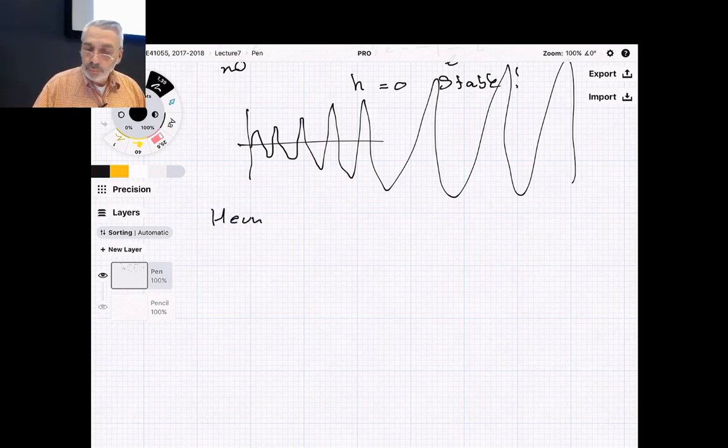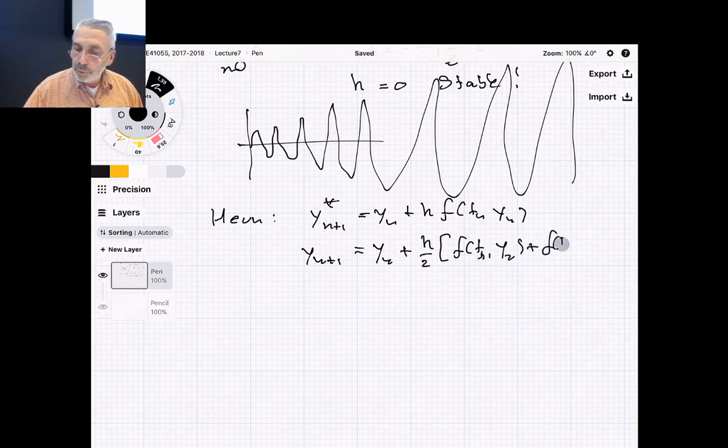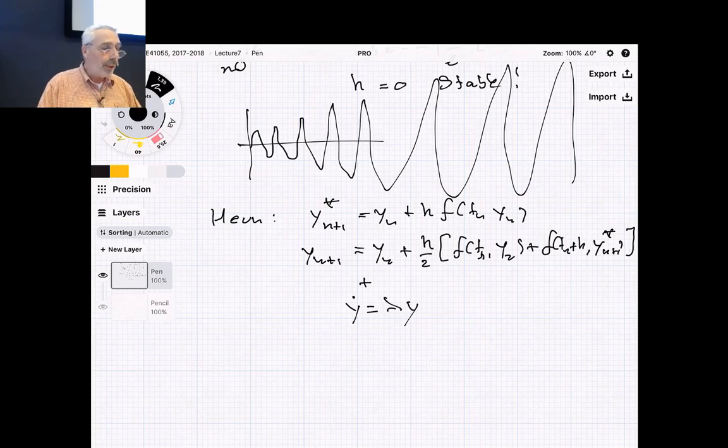If we look at Heun, and remember the scheme was something like that: we had an approximation plus h times the function at tn, yn, and then the real value was this average. So we took this one, h over 2. We have the initial derivative at tn, yn, plus we take the derivative at tn plus h and at this star, this approximate value. Of course, with this we can again do this differential equation, y dot is lambda y, and put everything in. And then finally we get the following expression.